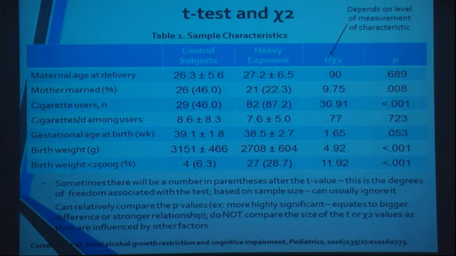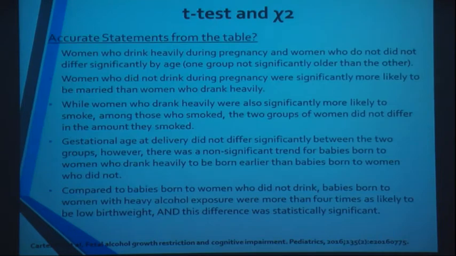Yes, birth weight. Okay, so let's look at birth weight. Okay, so here's birth weight. We have 3151 grams for controls, 2708 for the heavy exposure, and look at the P. Okay, that is considered highly significant. Okay, way less than 0.05. So we would say that the control subjects are significantly heavier in terms of their birth weight than those with the heavy exposure.